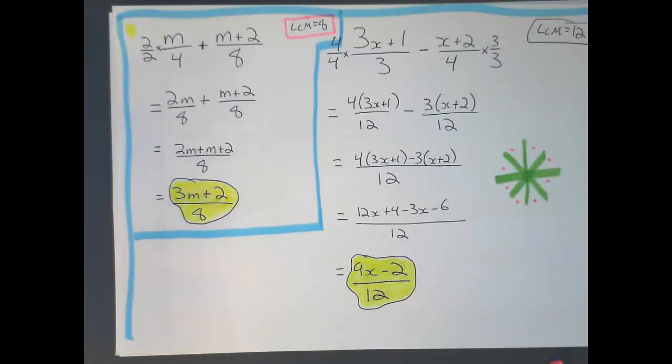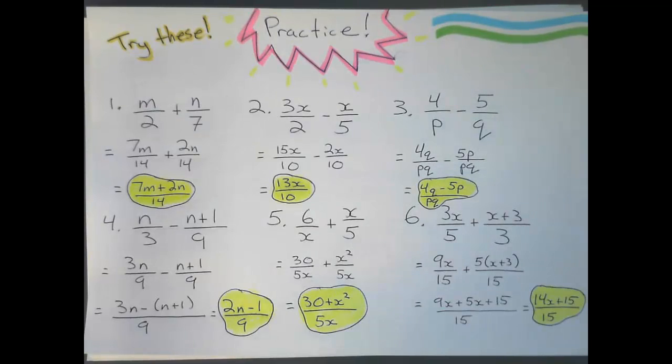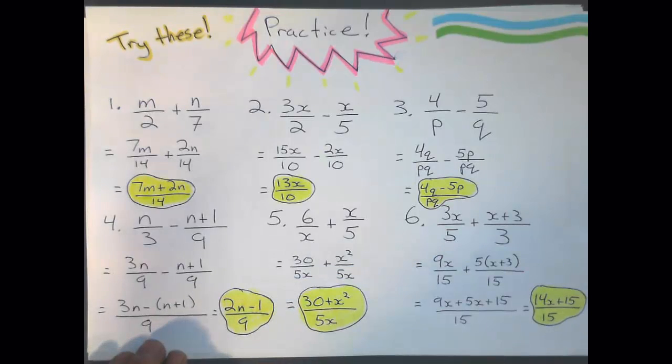Okay, let's try some practice problems. Here they are. Okay, here are the answers. The only tricky thing was that when you subtract n plus 1, you have to put the n plus 1 in brackets and expand it before you collect the like terms.